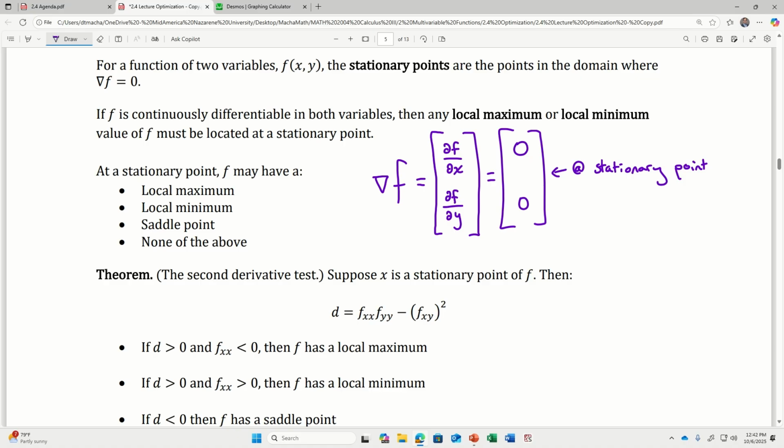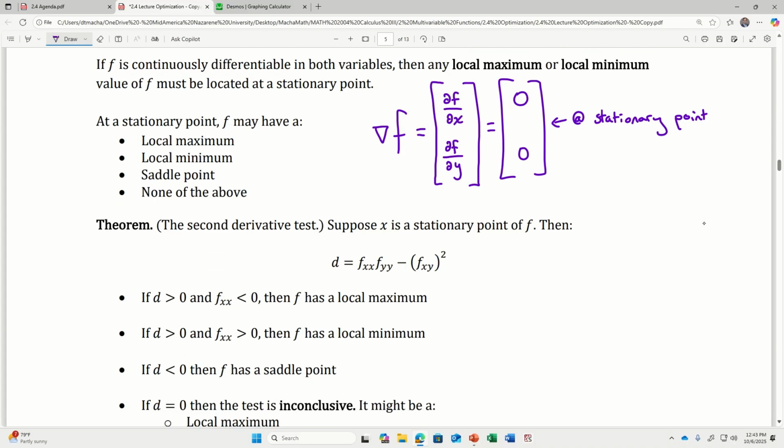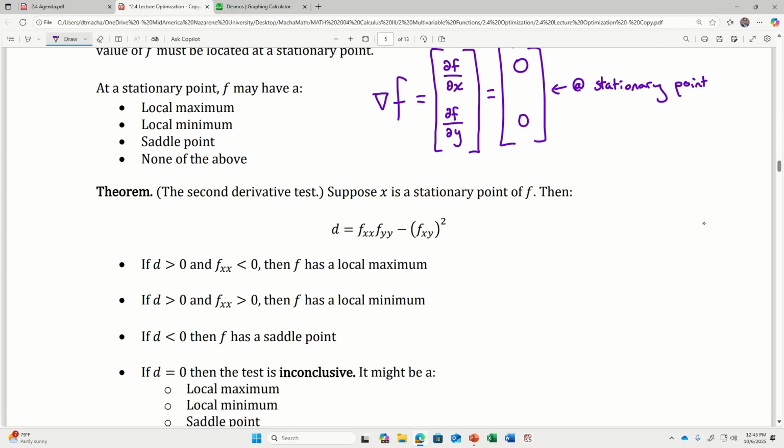At a stationary point, f might have a local maximum, it might have a local minimum. It could be neither one, right? Or there's another possibility that shows up for multivariable functions called a saddle point. So take note of the new thing. We could have a saddle point at a stationary point. I'll show you what that looks like. So the second derivative test is more complicated for multivariable functions.